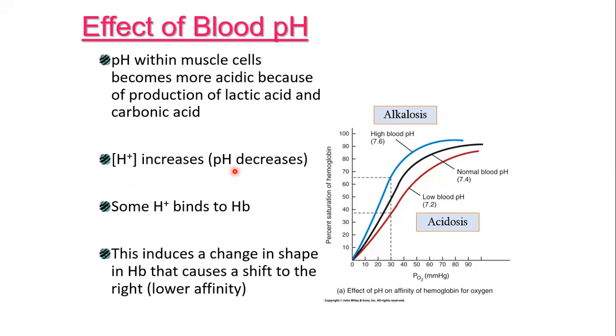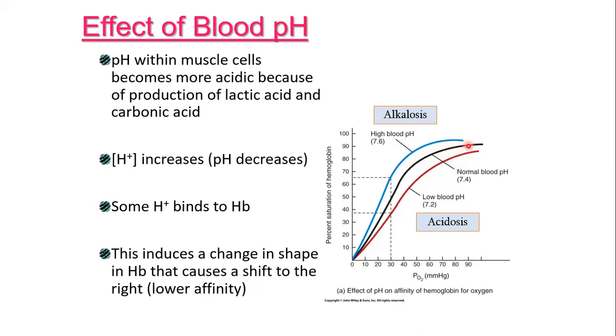So how will hydrogen ions affect our curve? Some hydrogen ions will bind to hemoglobin. And once they bind to hemoglobin, they will induce a change in the shape of hemoglobin, and hemoglobin cannot carry oxygen the same way, so it will give oxygen away. It will cause a shift to the right. Let's see our curve again.